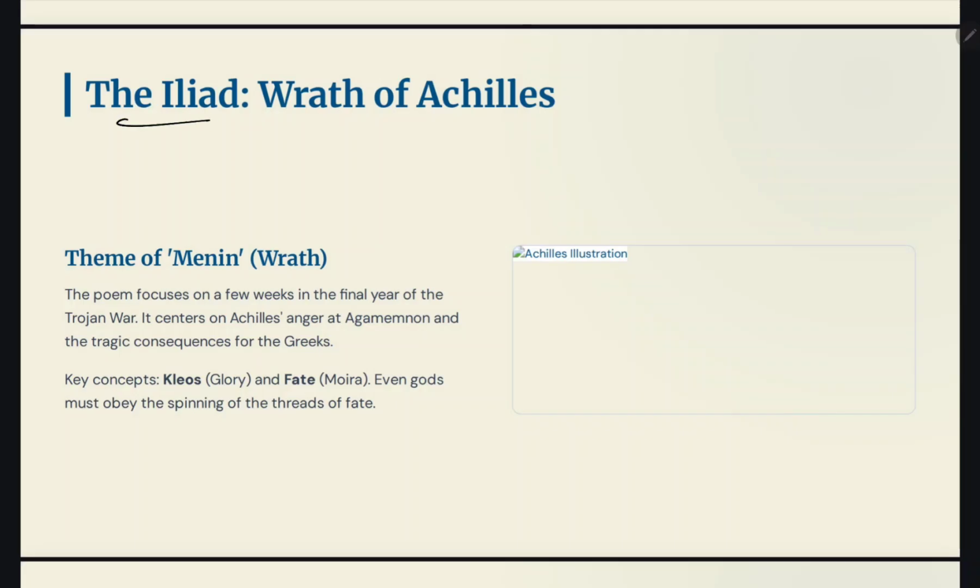Coming to the Iliad, it is not about the entire Trojan War. This is a famous net trap. Then, what is the central theme of the Iliad? Yes, it is not the Trojan War, it is the Wrath of Achilles.